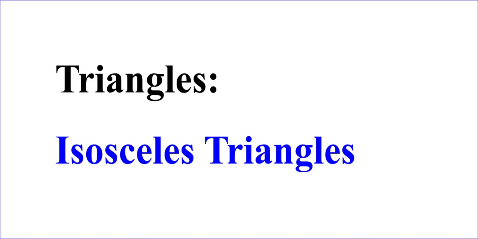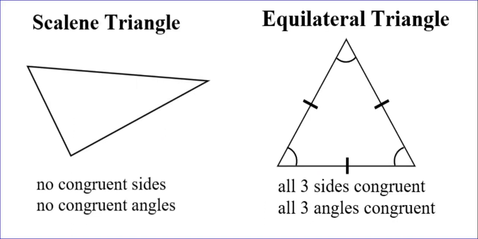Triangles. Isosceles triangles. All right, let's start with some basic vocabulary. A scalene triangle, which I have shown here on the left, is where there's no congruent sides, no congruent angles. So congruent means same measure, so none of these sides are the same measure and none of the angles are the same measure. However, an equilateral triangle, all three sides are congruent, and we are showing that with these little slash marks, so that way you know that the sides that those slash marks touch are all the same measure.